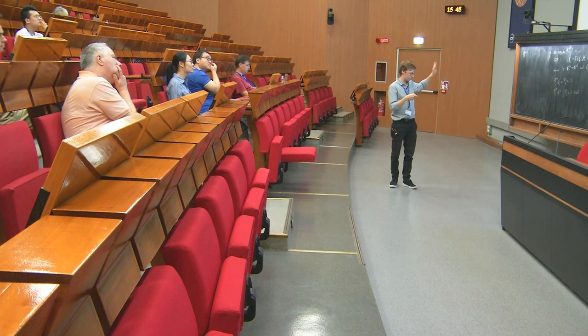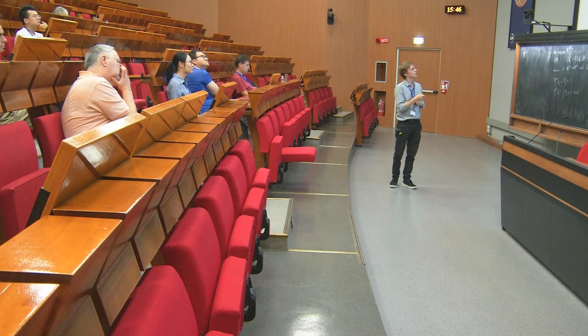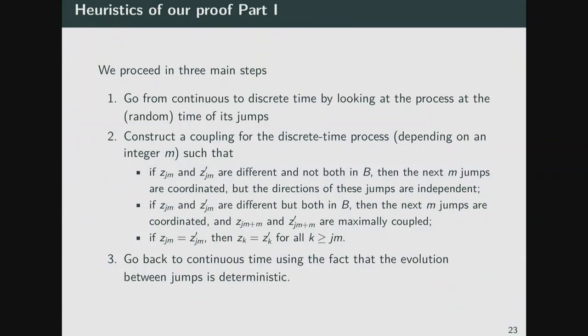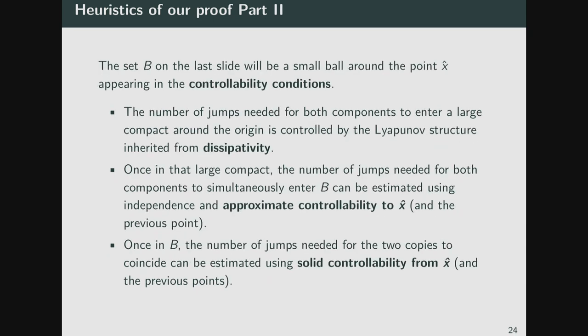So this m has to be chosen in a nice way. But anyway, if your coupled process, the two coordinates are different and not both in B, then you just let them evolve independently until they hit B. We have good control on the time you have to wait for that. And once they're both in B, you do a very similar construction to what was done in this lemma one. And then you can guarantee that they will coincide after some time. And then they will coincide forever. And so where each of the controllability conditions come in is in the following way. So there are three steps, right? This is my whole phase space.